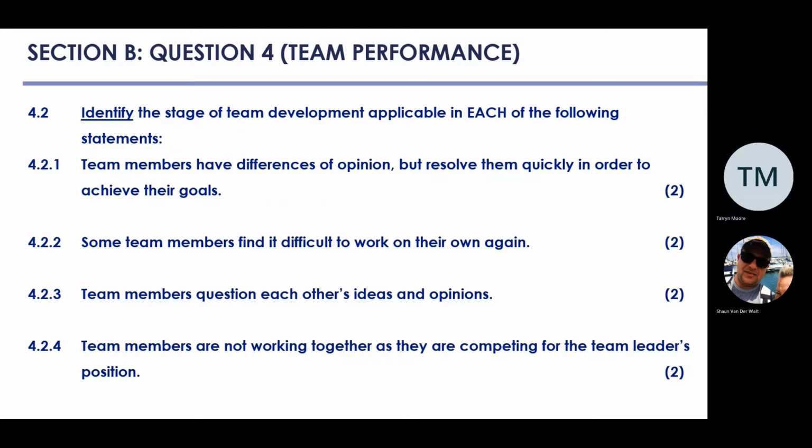Now, the learner sees, oh, there's a difference in opinion. That's conflict. But grade 12, the sentence continues. But we resolve them quickly in order to achieve our goals. We settle down quickly and we achieve our goals. Therefore, the stage would be norming. 2 marks for one stage identified.